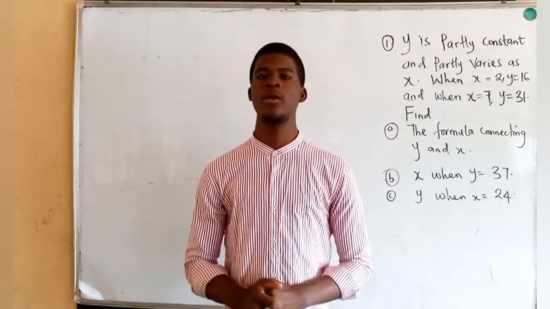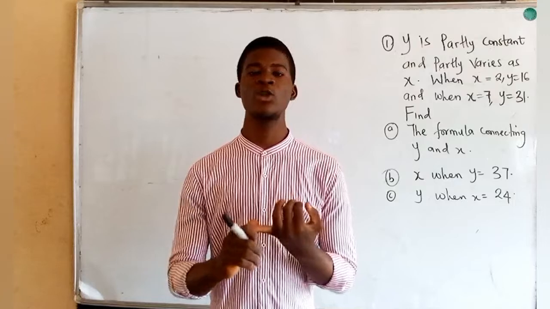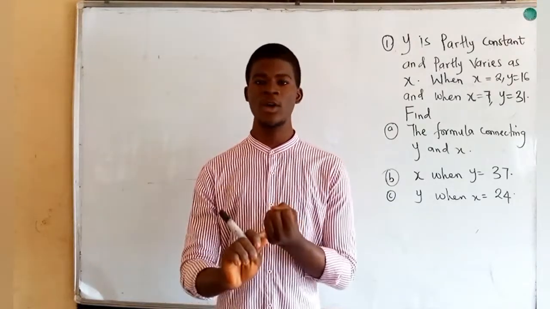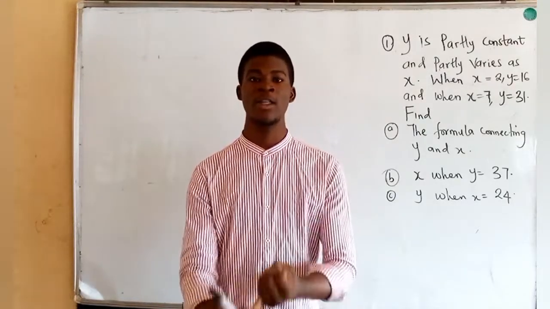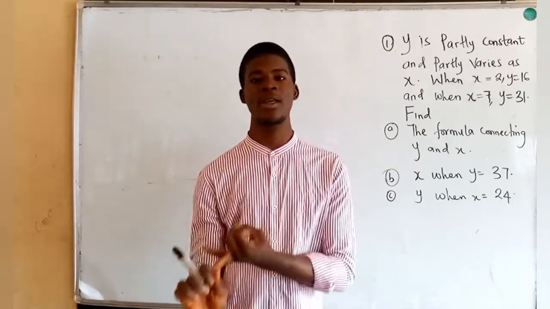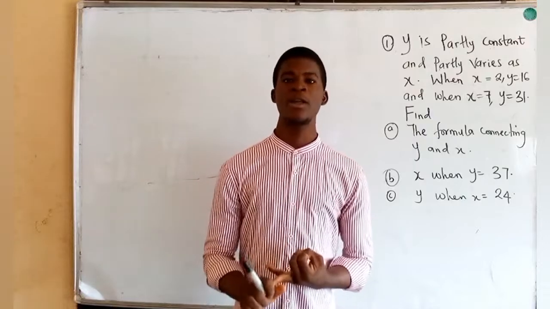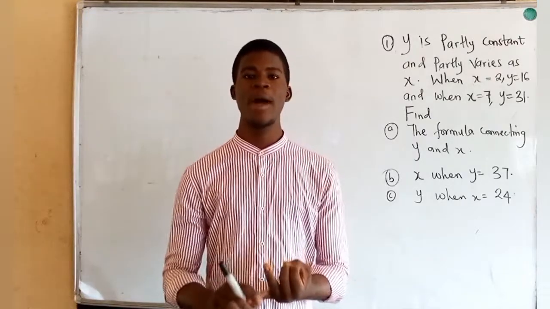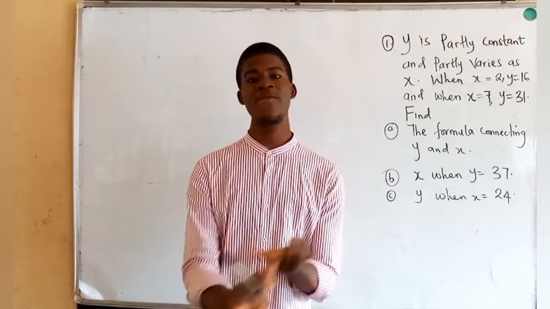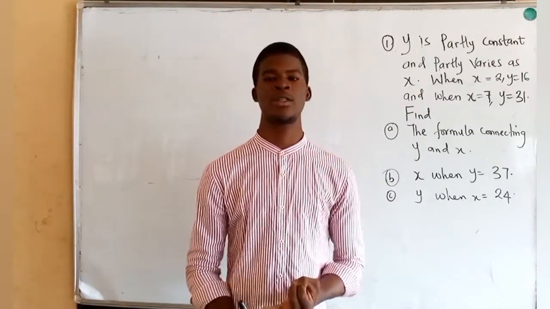For example, the cost of making a dress depends on two things. One, it depends on the length of the material, that's the length of the cloth, and it depends also on the time taken to make the dress. So I can say that the cost of making a dress partly varies as the length of the material, and partly varies as the time taken to make the dress.